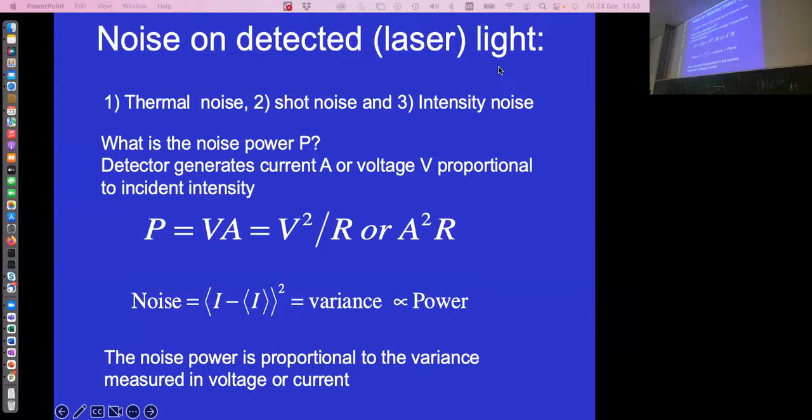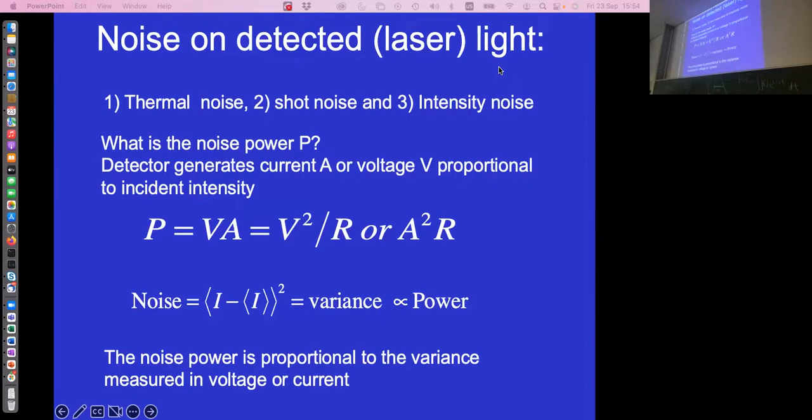Then the question is, what is noise power? Because we like to calculate in powers. When light falls onto a detector, it generates a current or a voltage, and that's how a detector works. It converts the infalling intensity into a voltage or a current. We know that the power is proportional to the voltage times the current, or in other words, the voltage squared divided by R, or the current squared divided by R. So if you want to turn that into power measurements, and electrical engineers do this all the time, then you deal with what your detector measures squared.